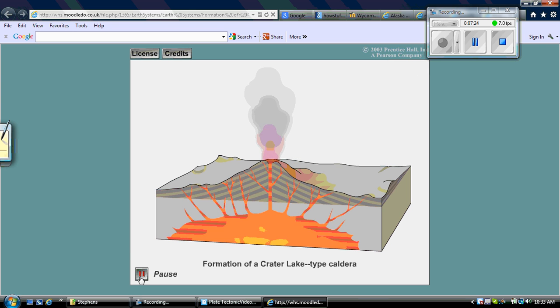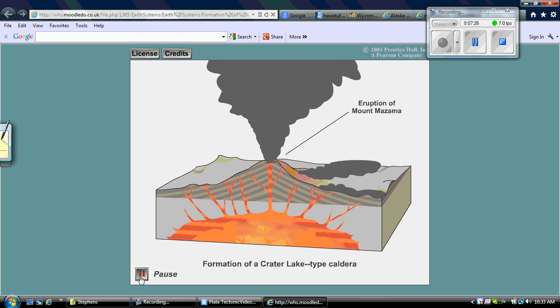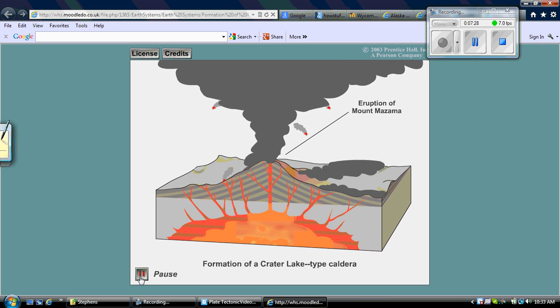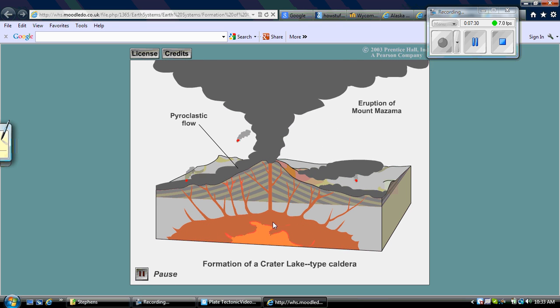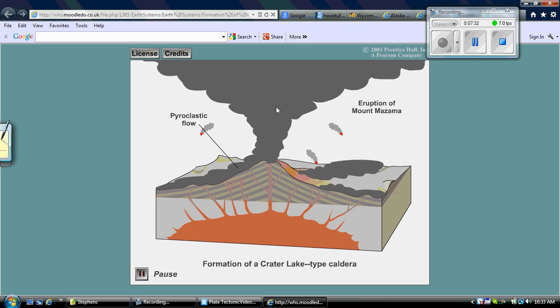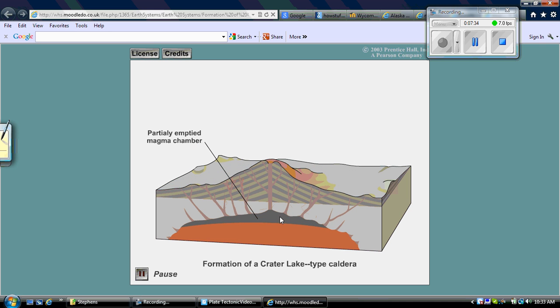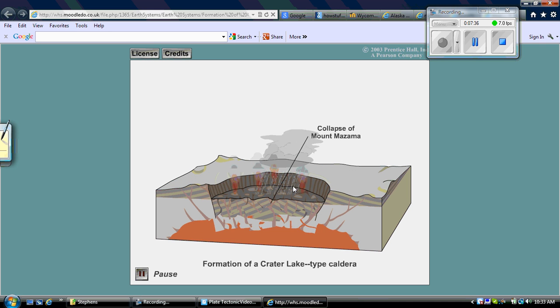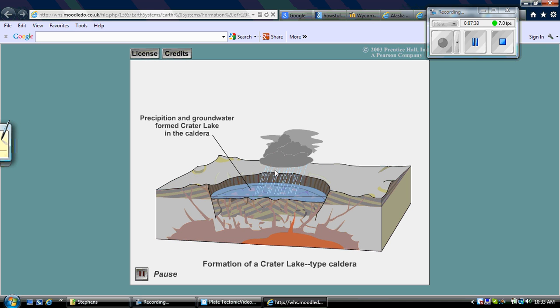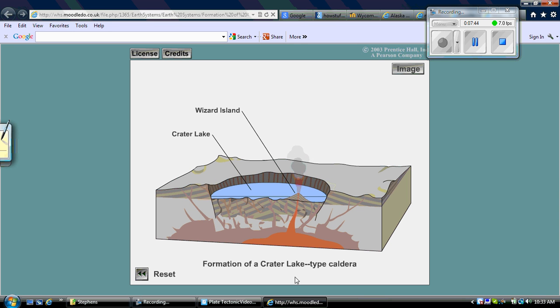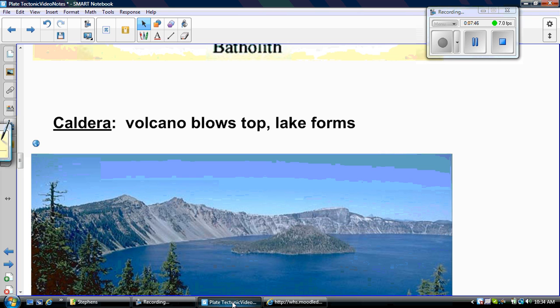Okay, I'll show it to you one more time. So when this magma goes through the volcano and there's no more magma left, then it loses some of its mass, and that's why this collapses, because this is heavier and denser than what was below it. So that's a caldera.